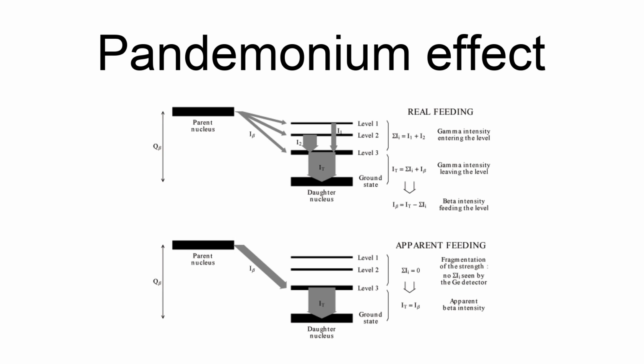The pandemonium effect is a problem that may appear when high-resolution detectors, usually germanium detectors, are used in beta decay studies. It can affect the correct determination of the feeding to the different levels of the daughter nucleus. It was first introduced in 1977.